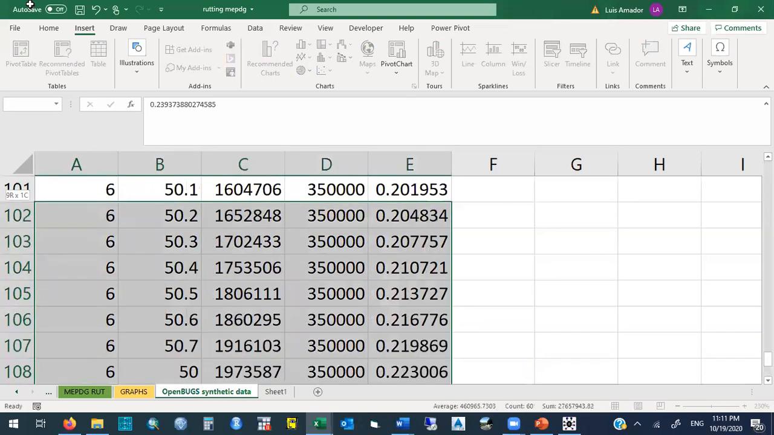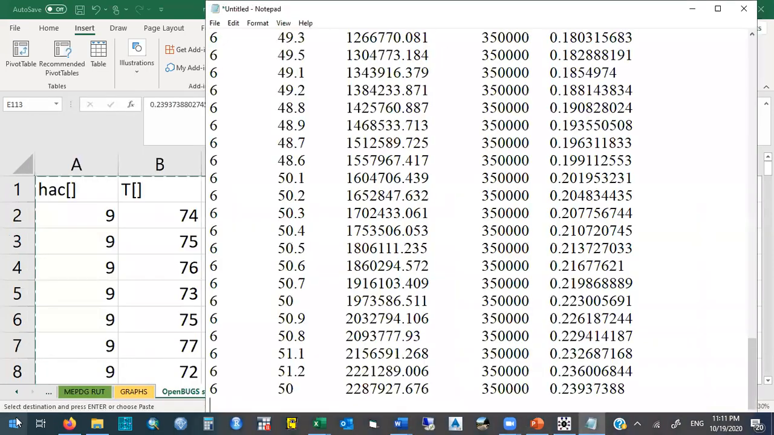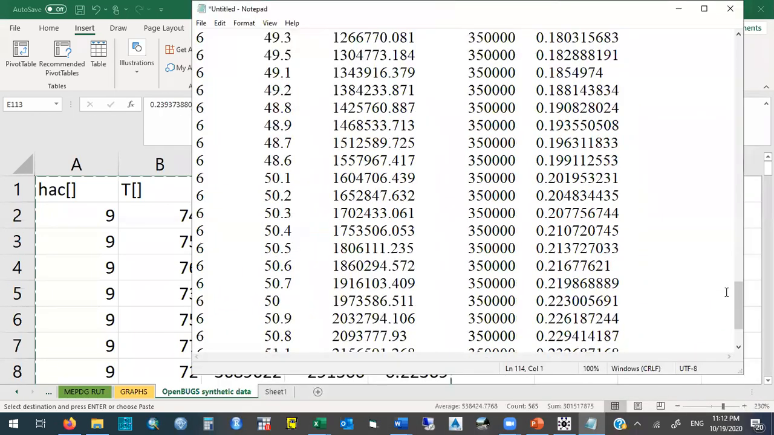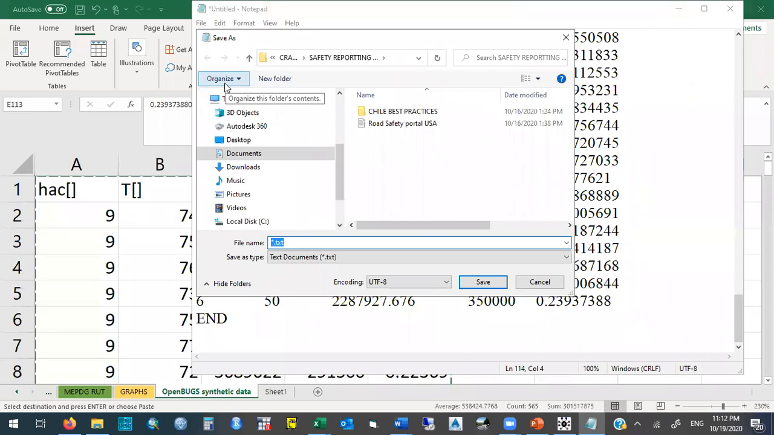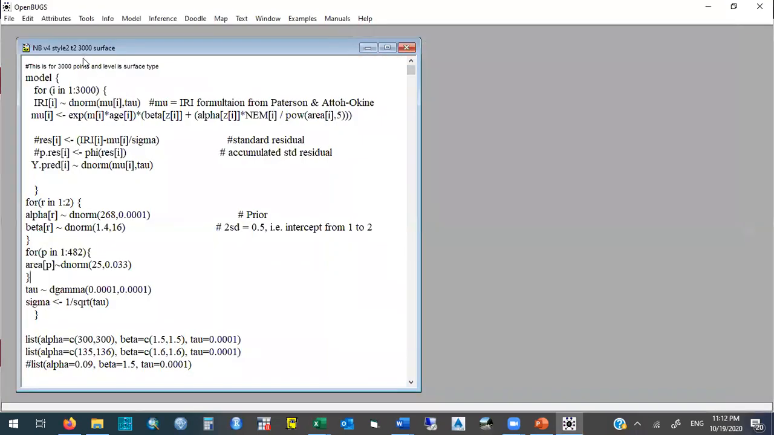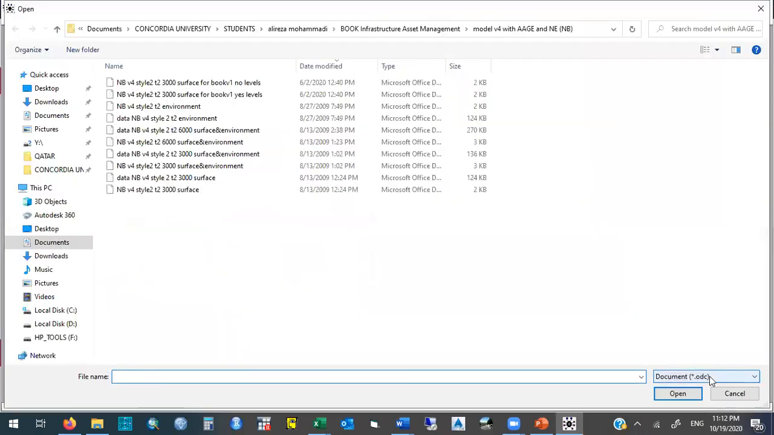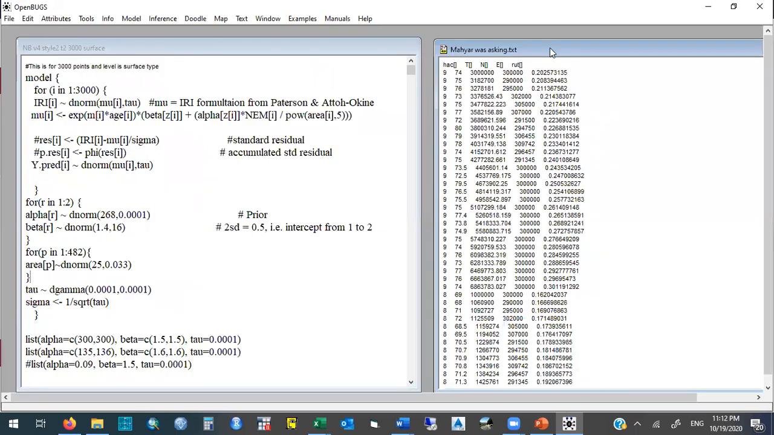So you come to Excel, you select the entire data set, you go to a notepad, you dump it in notepad, you go to the last row. Sorry, you cannot see my last row, right? Yeah, there. You go to the last row and you say end, and you save it as, who was asking? I was asking. Like this? Close it. Then you come to the software. You say file, open, text. And it's here ready for you to use. Okay, thank you. Sure.